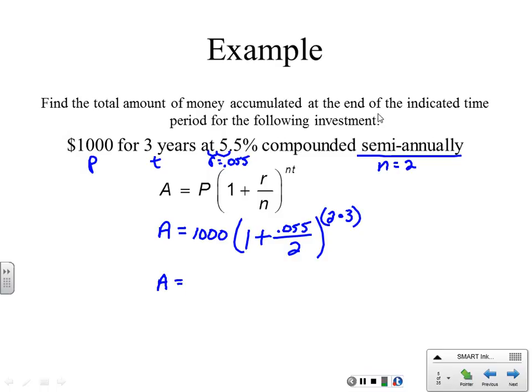So what if I don't have a calculator that does that? Well, you've got to come up with a number inside those parentheses. So, if we're going to have 1 plus, on this calculator, 0.055 divided by 2 plus 1. So I'm thinking inside here we're going to come up with 1.0275. Can't do that with this calculator.